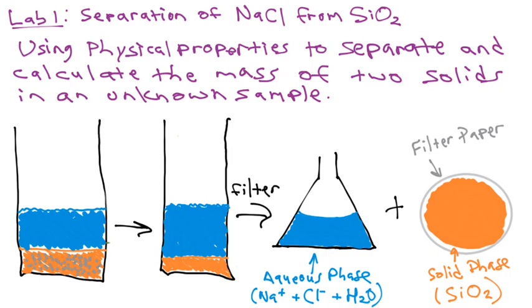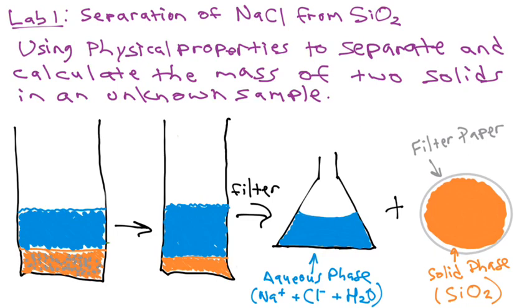So if we took the mass of the filter paper before we started, once it dries over time, we can know the mass of the filter paper and the solid, and we can subtract the filter paper and we'll just be left with the mass of the solid. But we still have to deal with this aqueous phase. So how can we get rid of water but keep the salt?